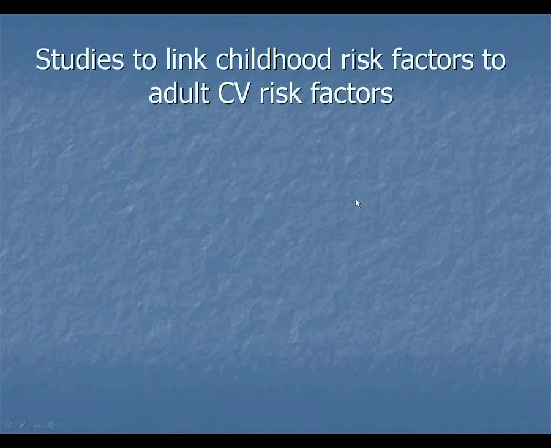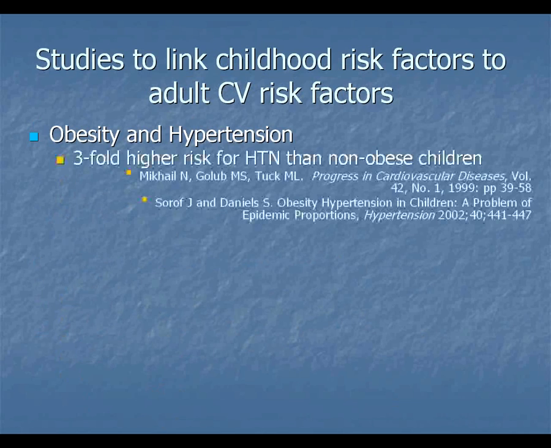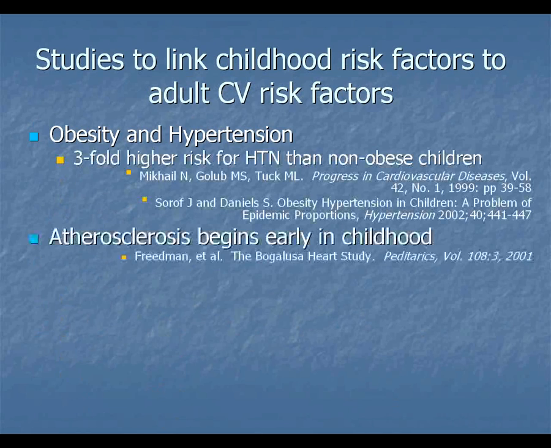So, studies that link childhood risk factors to adult cardiovascular risk factors. There are numerous studies out there, and I couldn't list all of them, but just to point out a few that I like, we know that obesity is somehow linked to hypertension. There's a couple of journal articles which both state the same statistic of 3 times the high risk for hypertension than non-obese children, both published in the recent past.